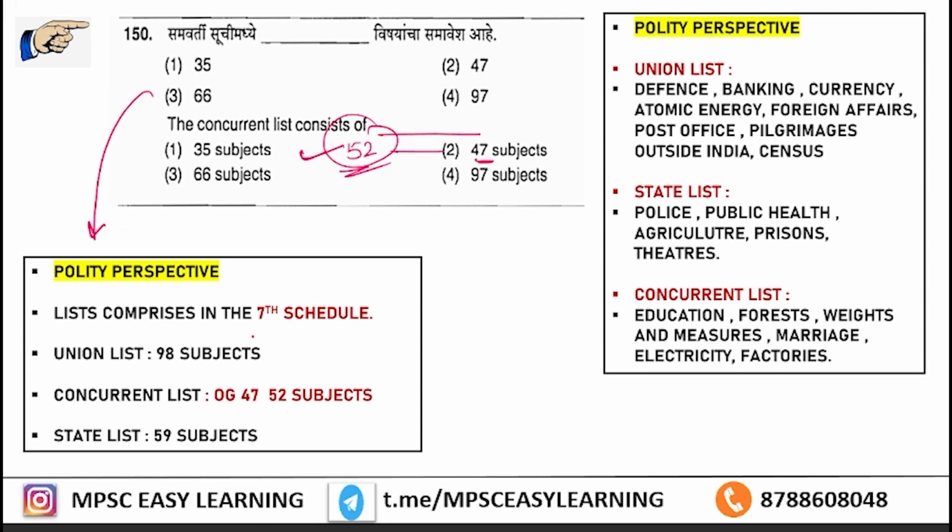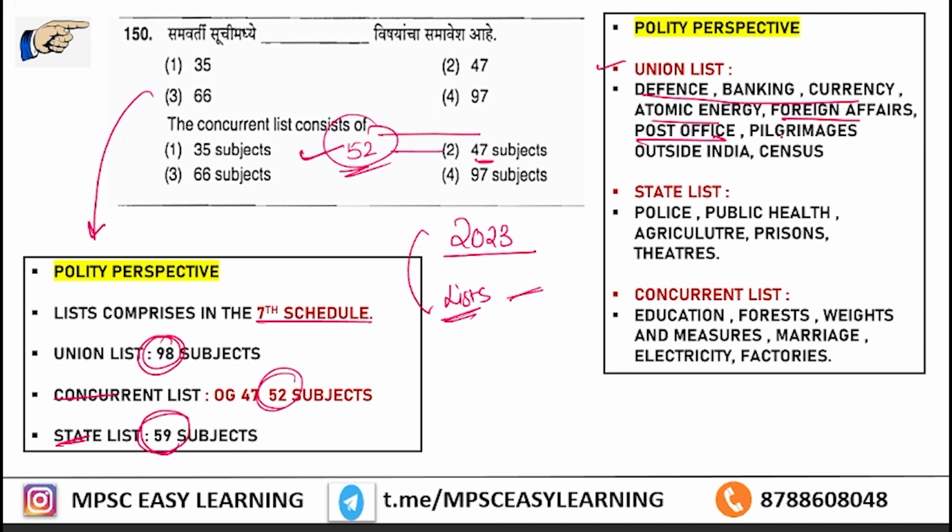the lists जो आते हैं आपके, वो आते हैं आपके 7th schedule में, अभी हमने पढ़ा. Union list has 98 subjects, concurrent list has 52 and state list has 59. Recently in the 2023 paper you will see a question was asked on lists, in regards to topics. So the union list consists of defense, banking, currency, atomic energy, foreign affairs, post office, pilgrimages outside India and census. ये आते हैं आपके union list में.